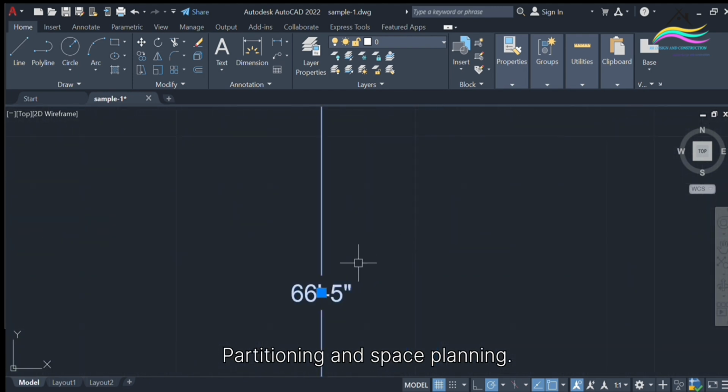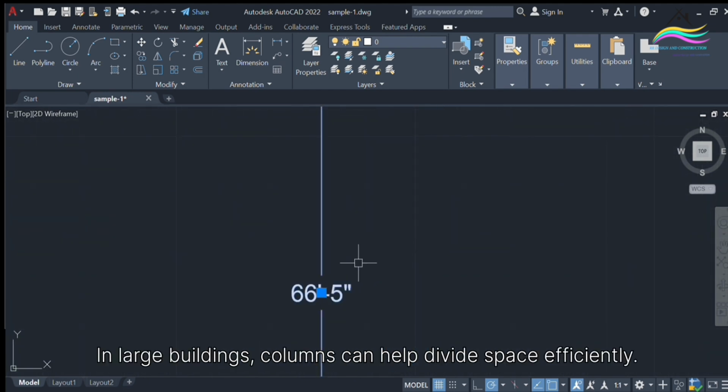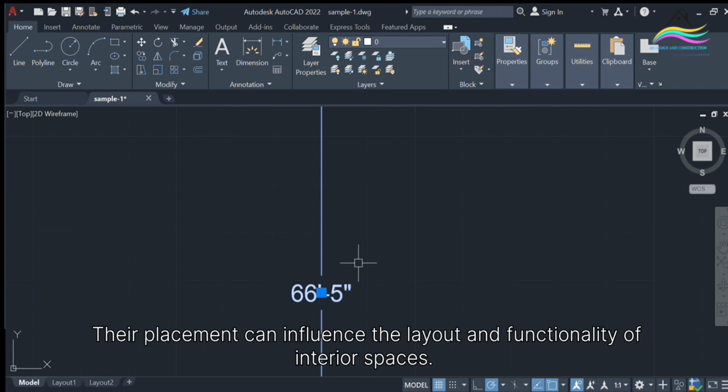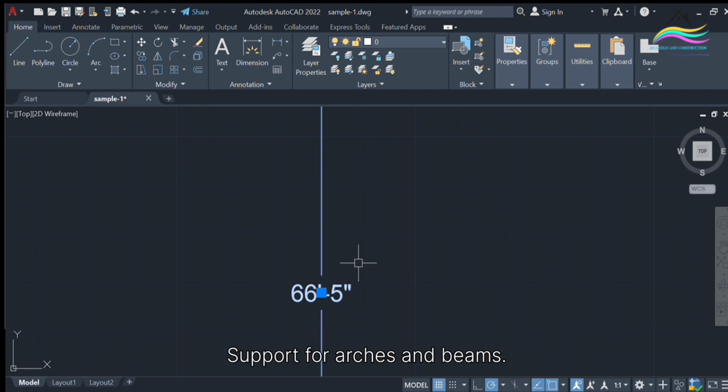Partitioning and space planning. In large buildings, columns can help divide space efficiently. Their placement can influence the layout and functionality of interior spaces.